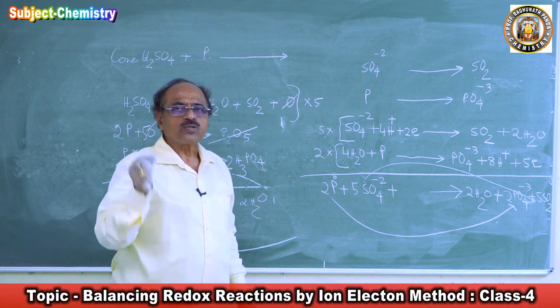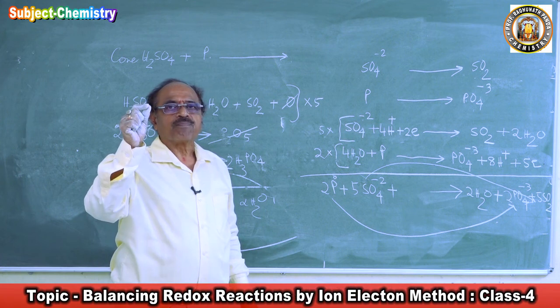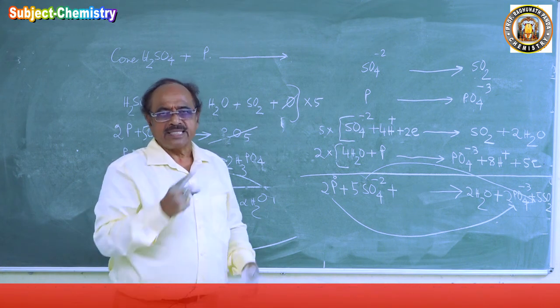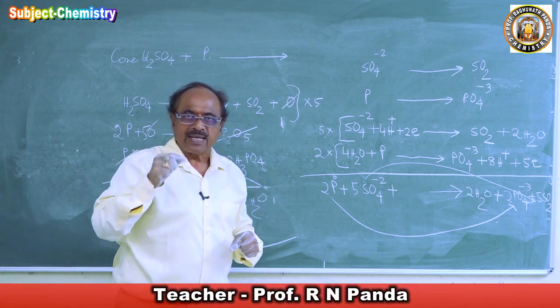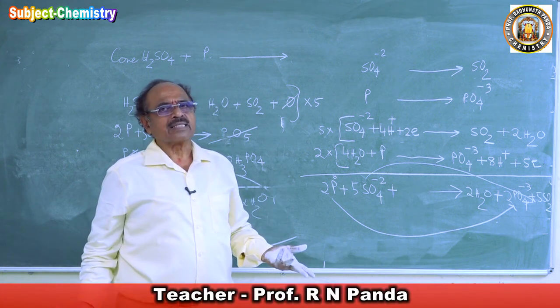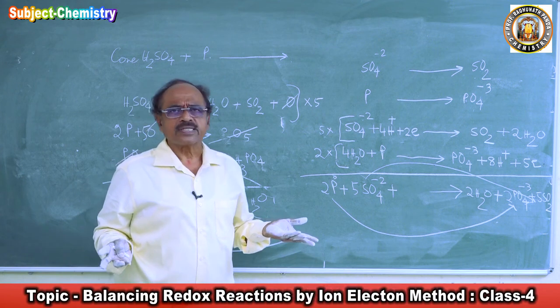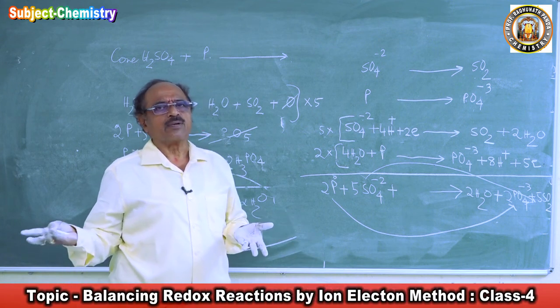Alkaline medium means we will involve the OH minus ion. Here, in acidic medium, you are adding H plus ion to balance. There, in alkaline medium, you will add OH minus. That is the only difference. Here you are adding H plus, there you are adding OH minus.